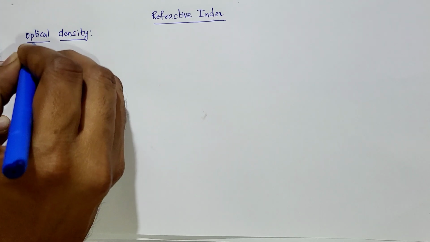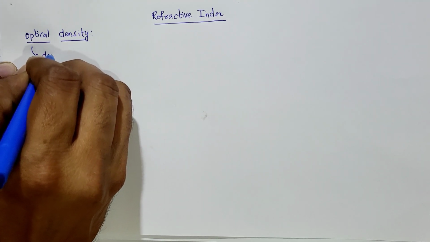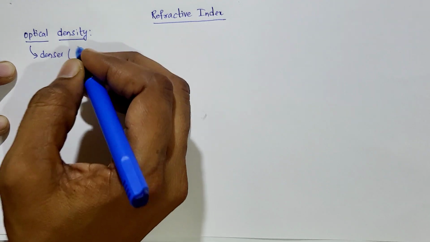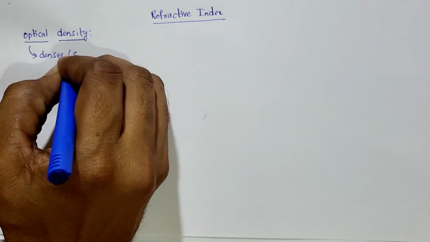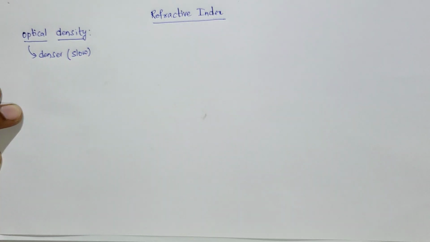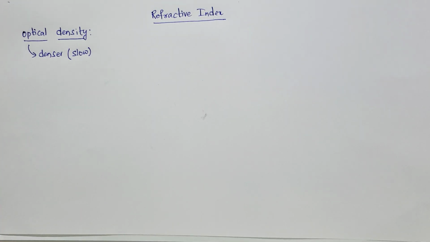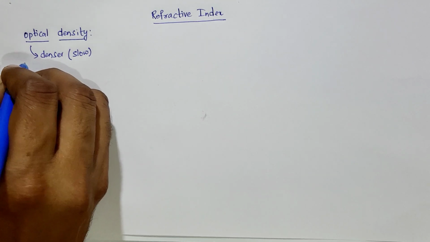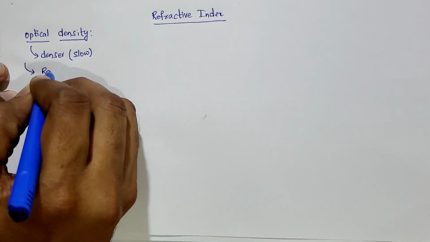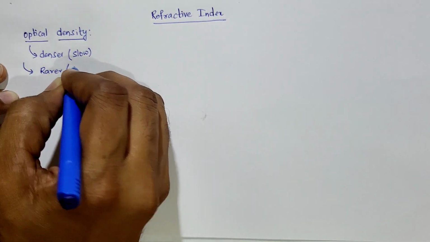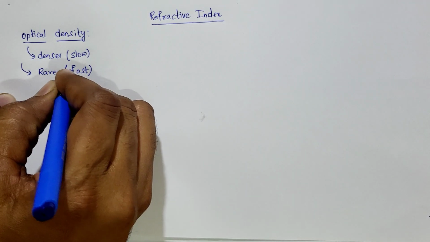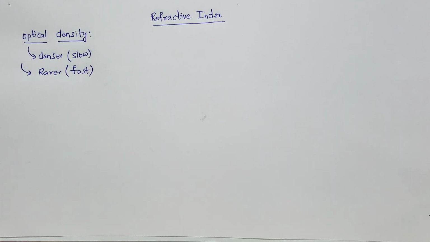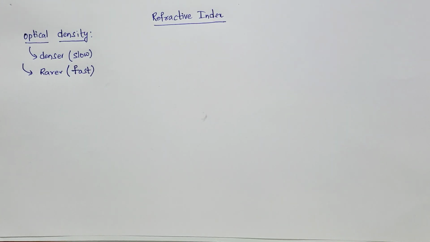Optically denser: if any medium is an optically denser medium, in that medium light cannot travel faster. Light will travel slowly. Means in any medium, if light is unable to travel faster and is able to travel only slowly, that is known as an optically denser medium. And next, optically rarer medium. What is an optically rarer medium? If in any medium light is able to travel fast, then that medium we term as an optically rarer medium.